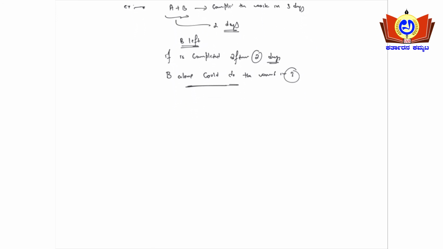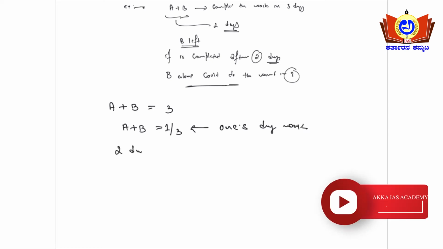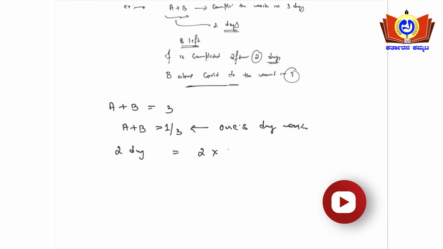What they have given is A plus B can complete a work in 3 days. So for each day, how much work will they be completing? A plus B will complete for each day 1 divided by 3. This is 1 day's work. For 2 days they worked together, so that will be 2 into 1 by 3, which is equal to 2/3 of the work.